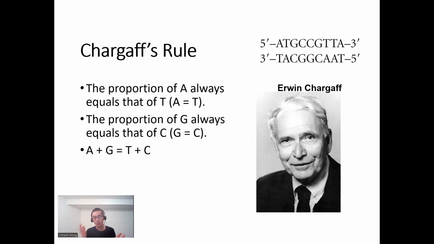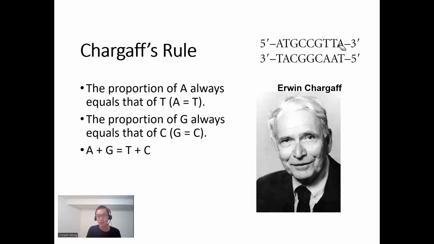And because of that, the percentage of A and T's are always the same in the cell, whereas the percentage of C and G's are always the same in the DNA of a cell, I should say. So that rule actually has a name. It's called Chargaff's rule, named after Erwin Chargaff, the person who discovered this phenomenon, I suppose. Here we have two strands of DNA, and you can see that they are complementary.